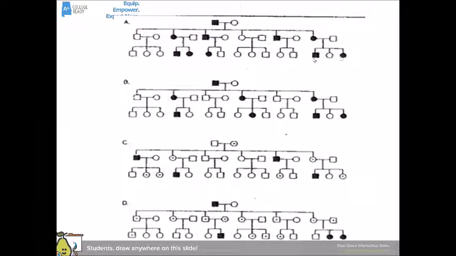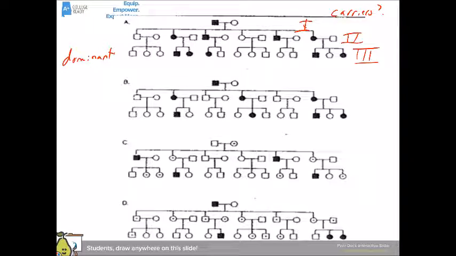All right, so let's talk about this one. So the first thing you want to look at is, does the trait skip generations? And the answer to that is no. There are affected individuals in generation number 1. There are affected individuals in generation 2. There are affected individuals in generation 3. So it doesn't skip generation. And also, are there carriers that are marked? And again, no carriers are marked. So if there's no carriers and the trait doesn't seem to be skipping generations, that should probably tell you that this trait is dominant.